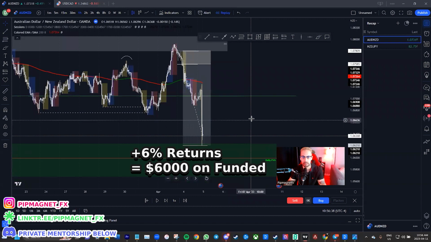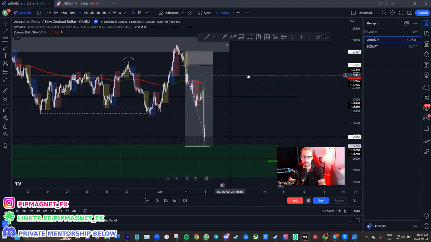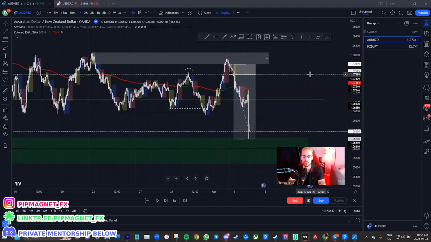If you're trading funded, let's say a $100,000 account, that's $6,000 in your pocket, right? So with that being said, this is how the Australian dollar New Zealand play worked in our favor. This is our analysis. And let's also take a look at the New Zealand dollar Japanese yen play as well.